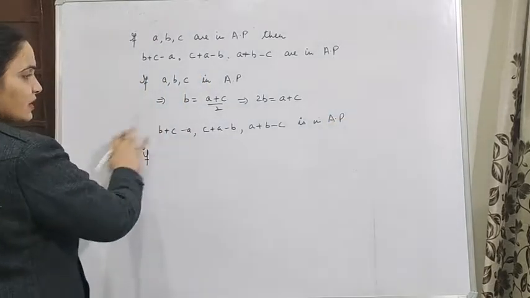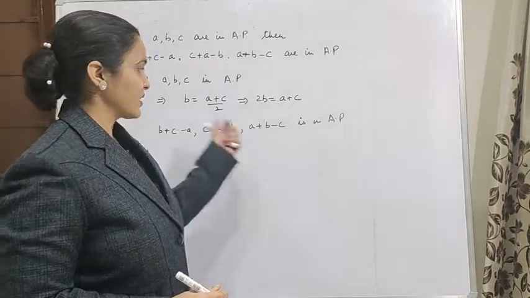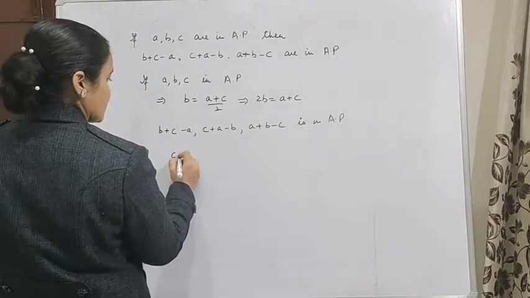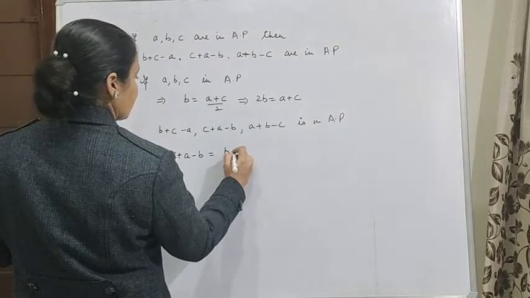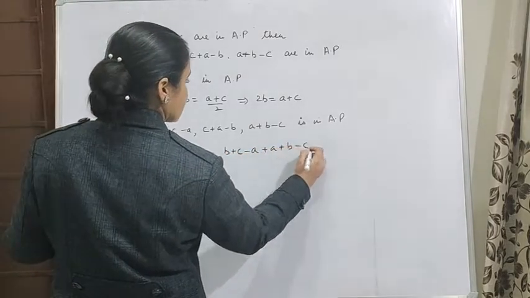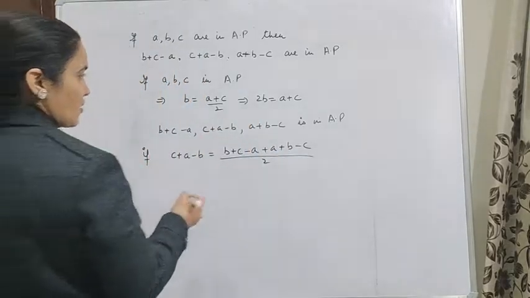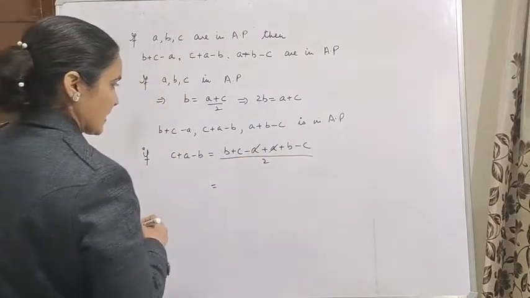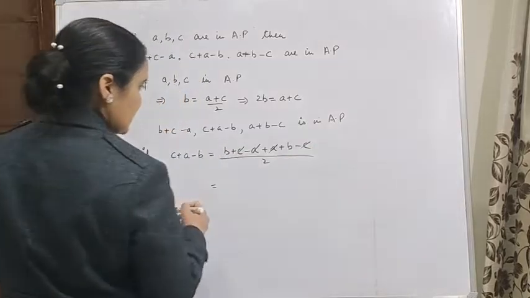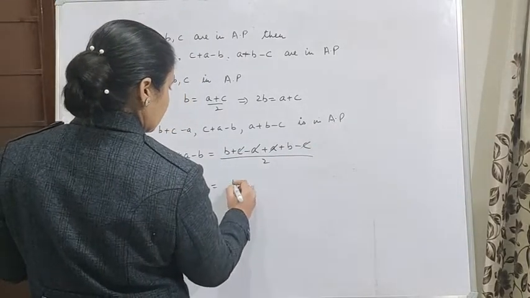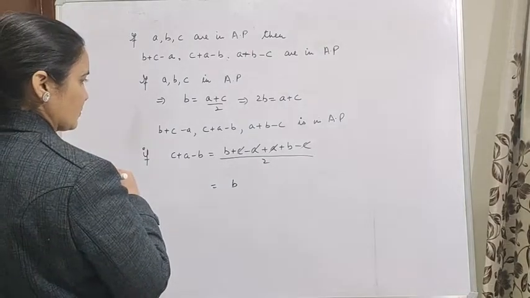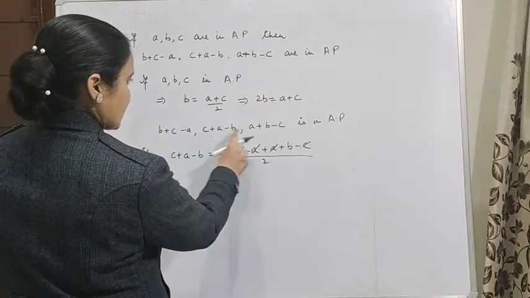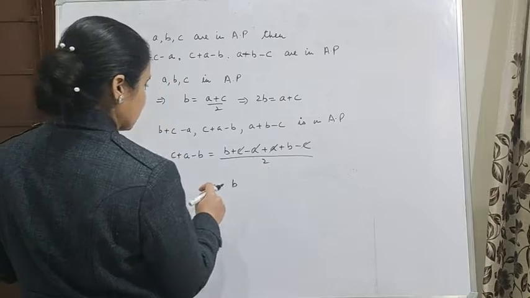When will this be in AP? If this is the arithmetic mean between these two numbers. So if C plus A minus B is equal to B plus C minus A plus A plus B minus C upon 2. So let us now calculate if this is true or not. So we have A cancels with A and C cancels with C. So this is equal to B, and B is equal to B plus C minus A plus A plus B minus C divided by 2.